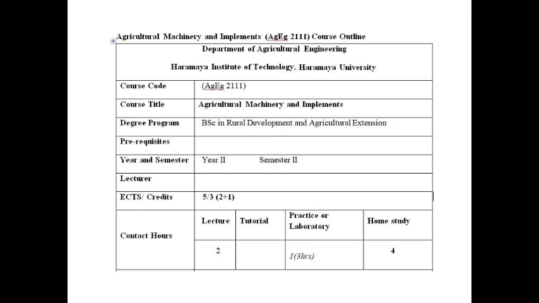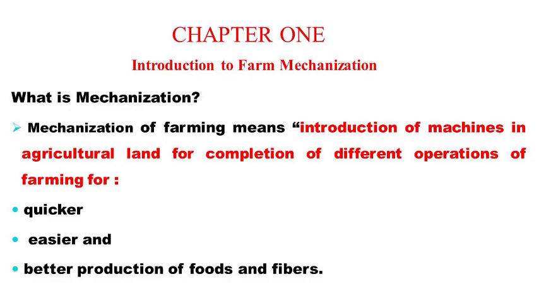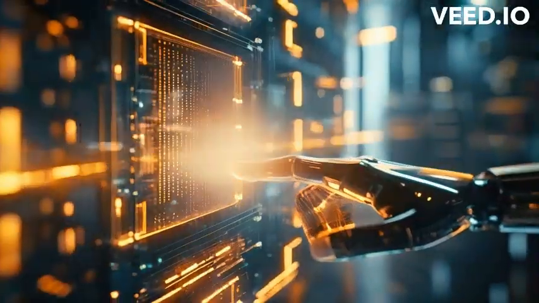Dear students, this is all about the course outline for the agricultural machinery and implements course. Next time, I will come back to chapter 1 in detail, about introduction to mechanization.